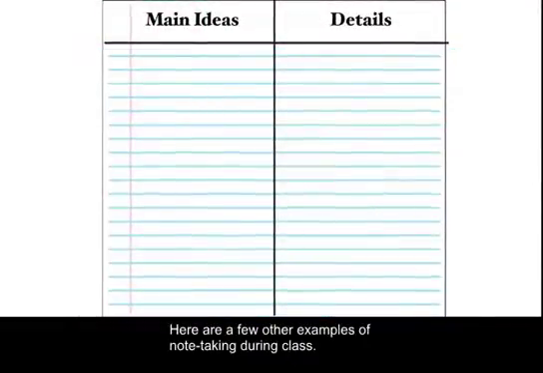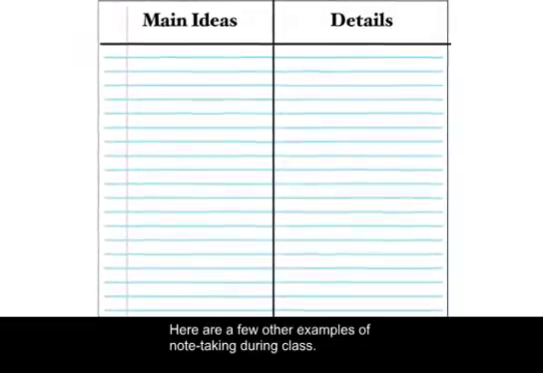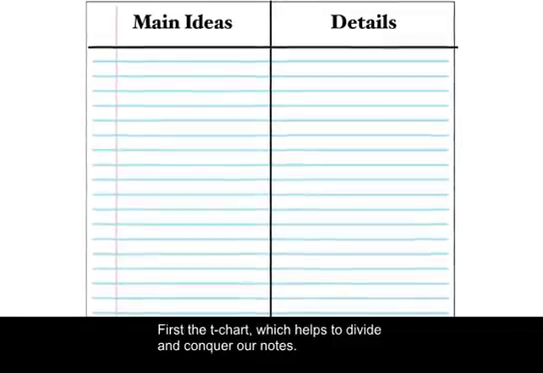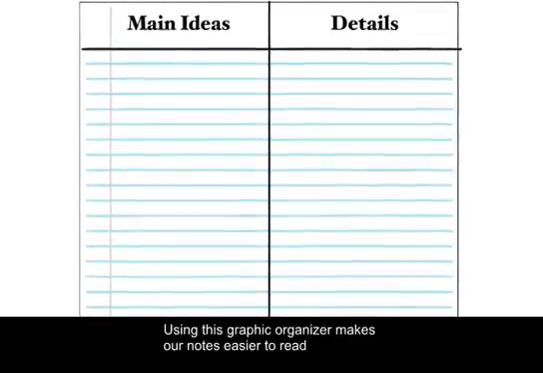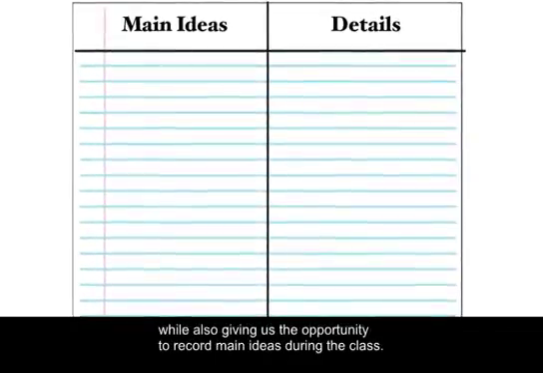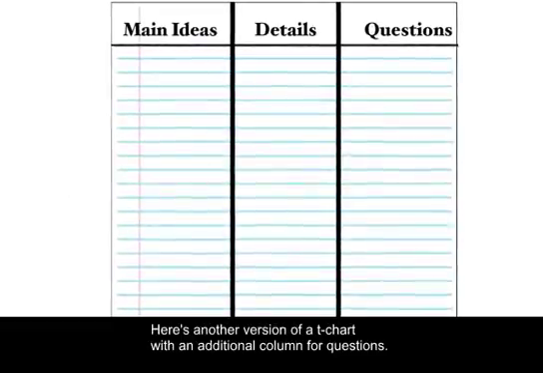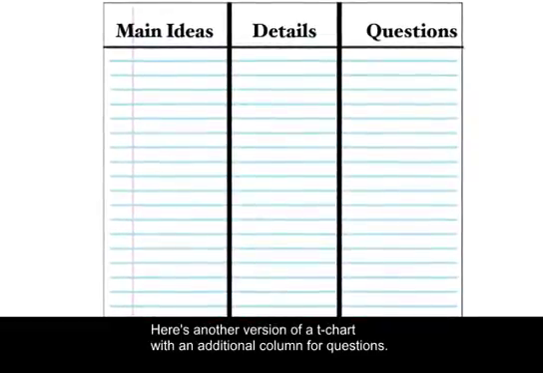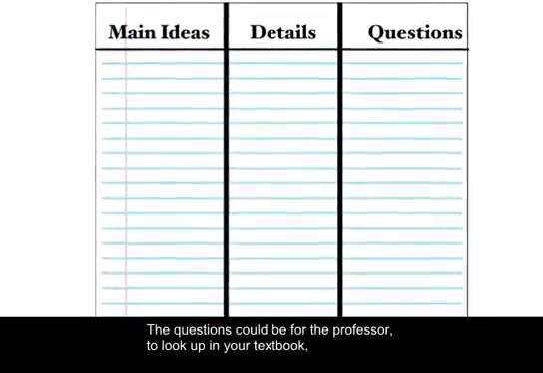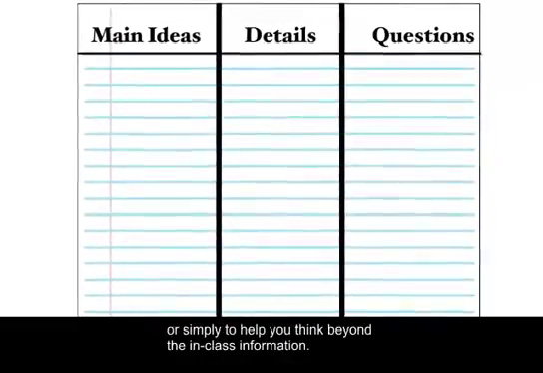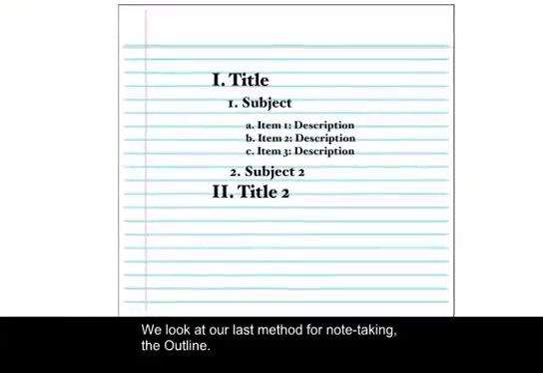Here are a few other examples of note-taking during class. First, the T-chart, which helps to divide and conquer our notes. Using this graphic organizer makes our notes easier to read while also giving us the opportunity to record main ideas during the class. Here's another version of a T-chart with an additional column for questions. The questions could be for the professor, to look up in your textbook, or simply to help you think beyond the in-class information. We look at our last method for note-taking, the outline.